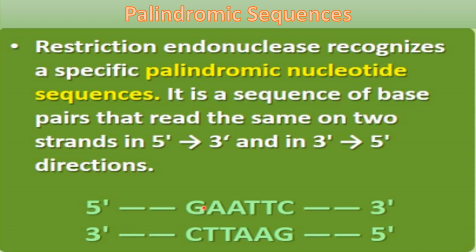You can see here, this one strand has polarity 5' to 3'. If we read it from here, it is GAATTC. And on the other strand, if you read it from 5' to 3', the sequence will also be GAATTC. It is the same if we read it in the same direction on the two strands. If we read from the 3' end, it is CTTAAG, and on this strand also, reading from the 3' direction, it is CTTAAG. Such kinds of sequences are called palindromic sequences.